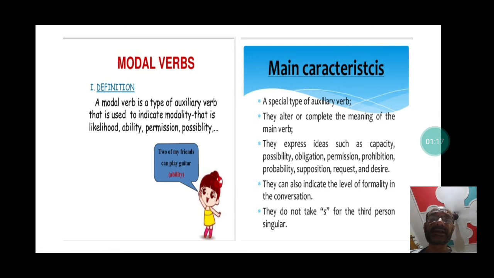They do not take S or ES for the third person singular. Like he goes: he is third person, go is the verb, takes ES, goes. But he can remains he can. It doesn't become he cans. I can, you can, he can. It remains the same, it doesn't take an S or an ES.